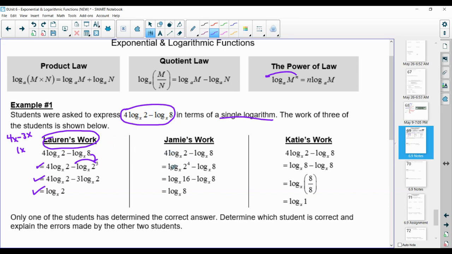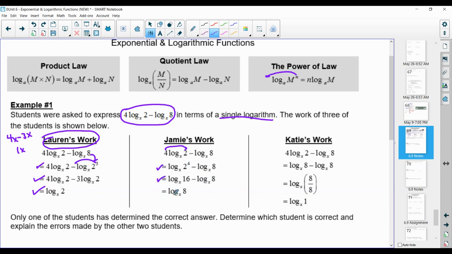Starting off with Jamie's, we have our first step here saying log base x of 2 to the 4th. So she's brought the 4 up. That's using the power law. That's fine. Now the next one here, she's got log base x of 8. Nothing's changed, so we're good there. Now our next statement here, we've got log base x of 16. Well, 2 to the 4th is 16, so that's correct. And the rest has stayed the same, so we're good. So both of these steps are correct.